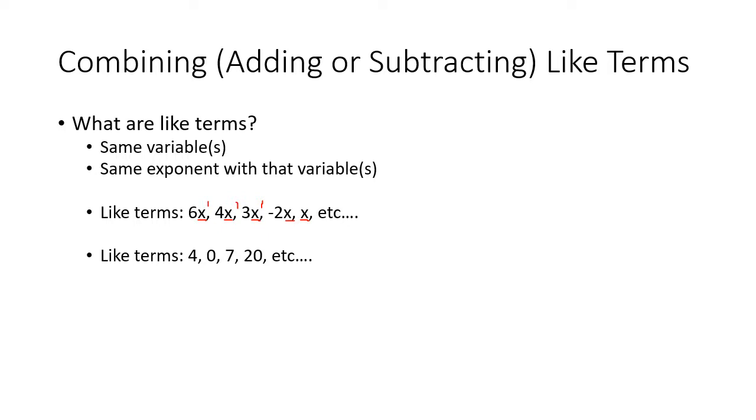Okay, so here, these are all like terms because they have the same variable, which is none, and those variables have the same exponent, which is 0. Instinctively we know that these can be combined easily. You can add 4 to 0, or 7, or 20. You can subtract it.